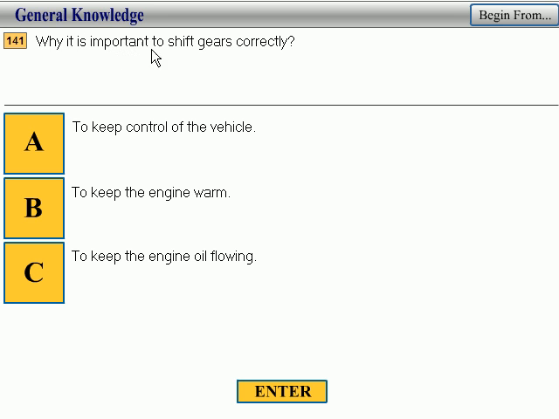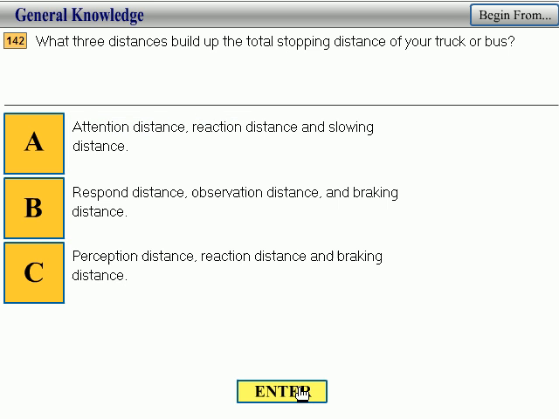Why is it important to shift gears correctly? A. To keep control of the vehicle. B. To keep the engine warm. C. To keep the engine oil flowing, pardon me. How about to keep control of the vehicle? Correct.